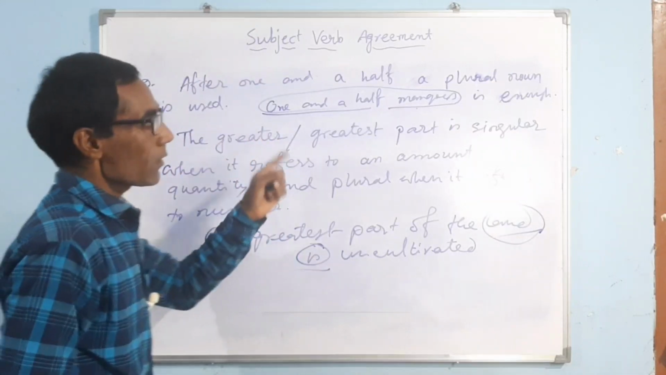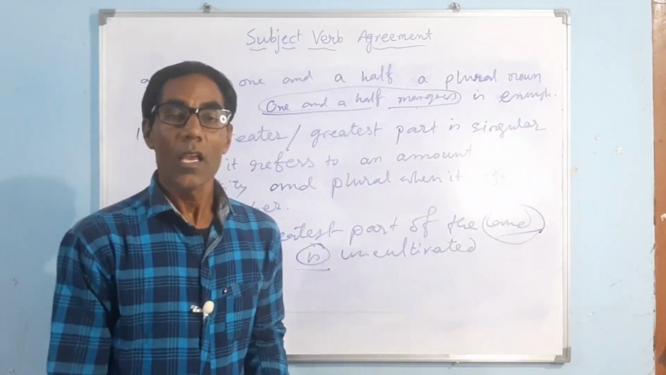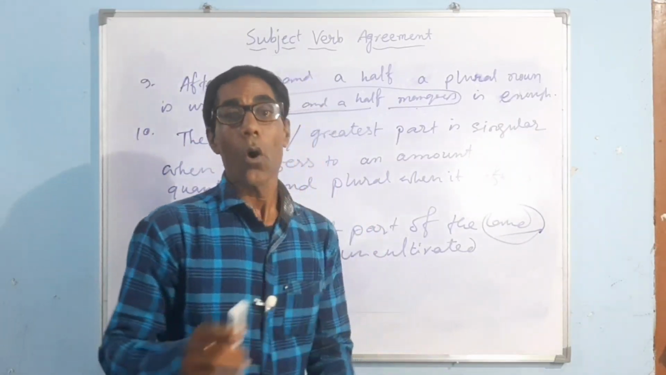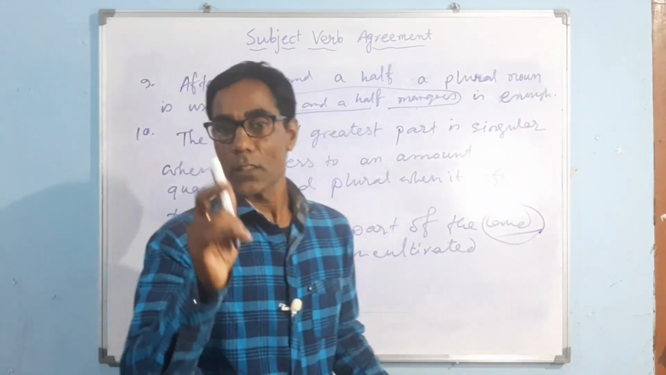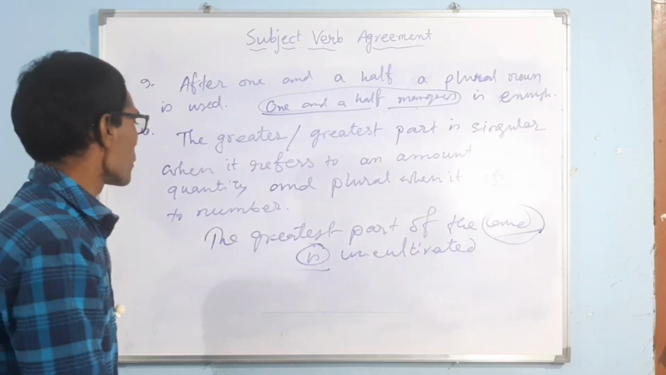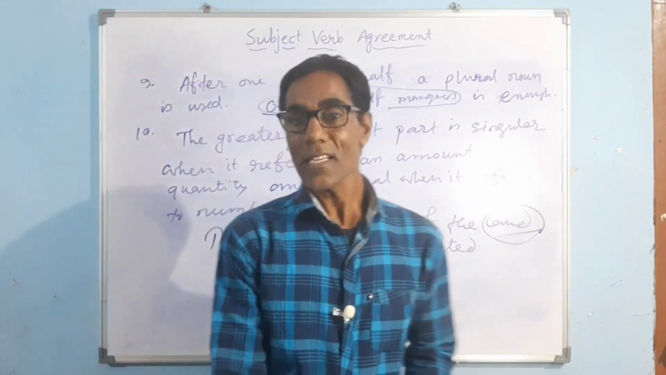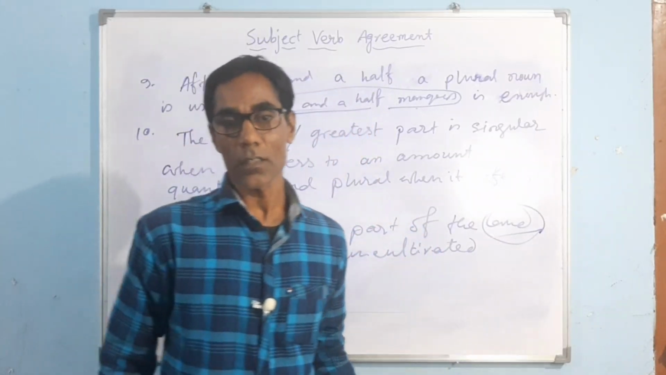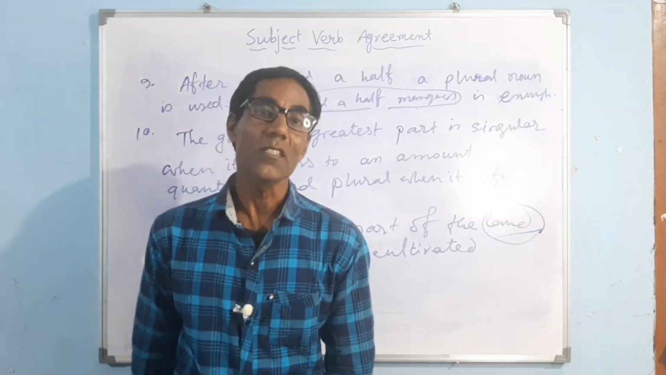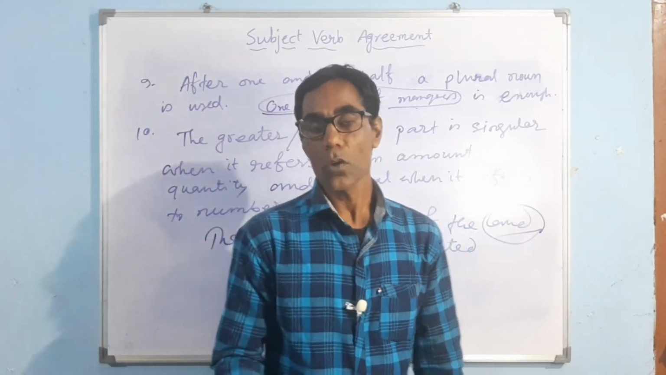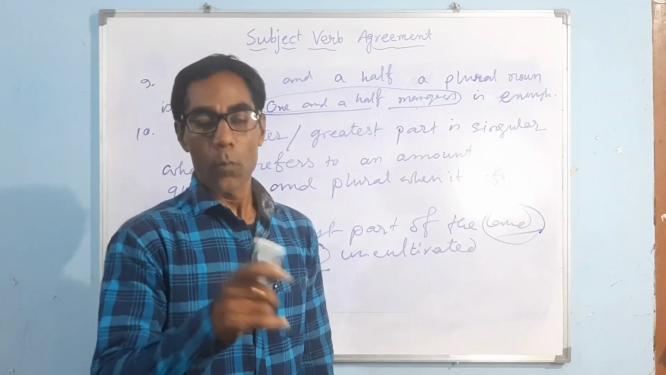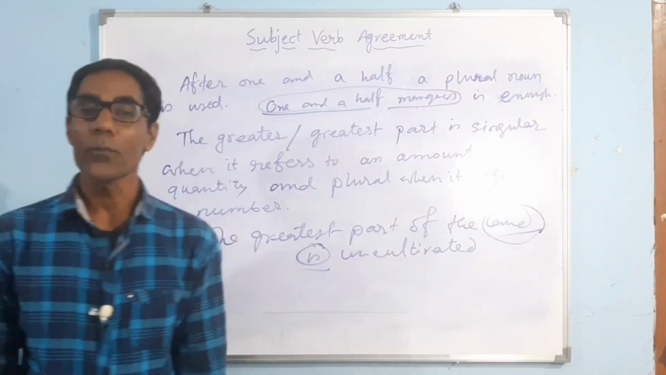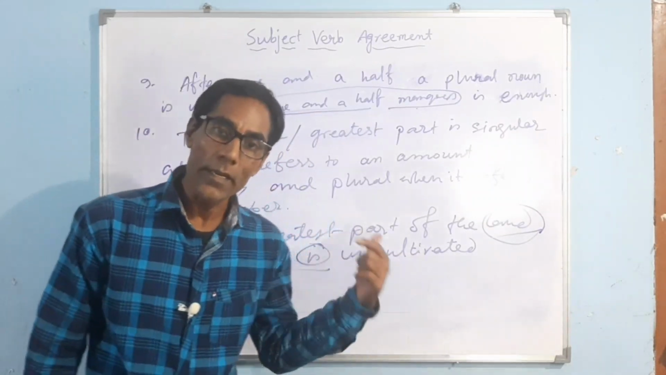What I said, the greater or the greatest part of something, if it refers to an amount or quantity, then it will be a singular, otherwise a plural verb you have to use. As the greatest part of the boys, the greatest part of the boys were mischievous in the function. So boys were, boys plural, that is number plural, and therefore have to use a plural verb. Understood? Let's see the next rule.